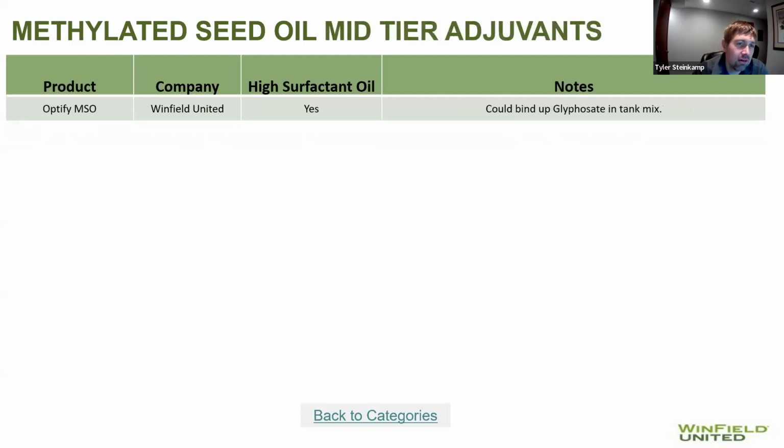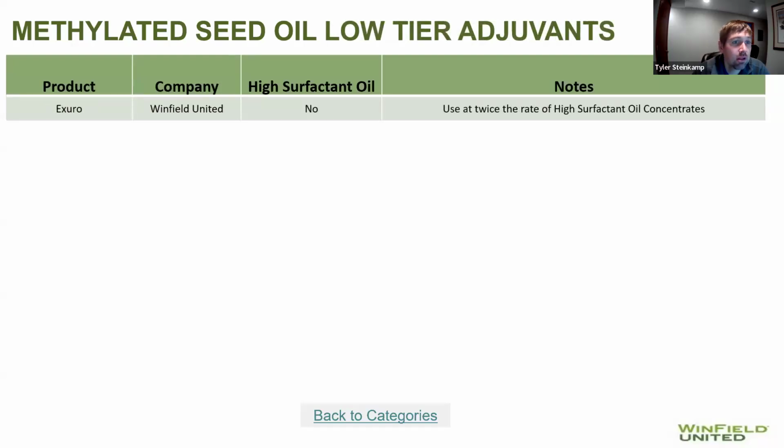Okay. We also have a product called Optify MSO in the mid tier, and then we have Exuro or Noble, which would be your traditional oil. So you'd use it at twice the rate of the high surfactant oils.